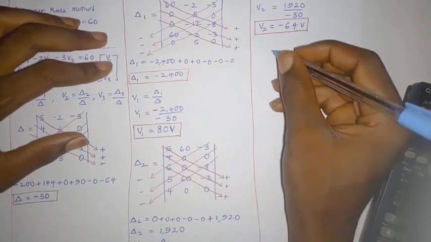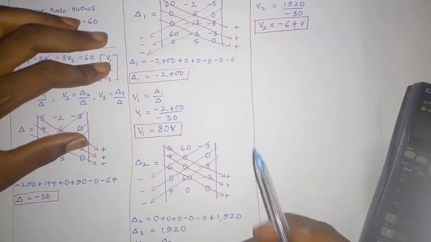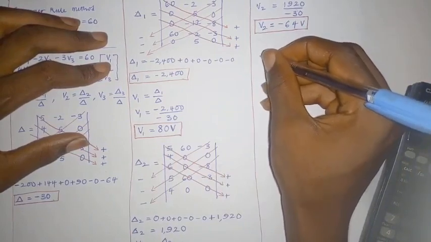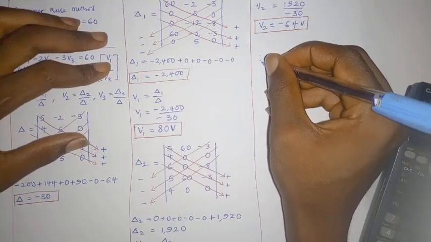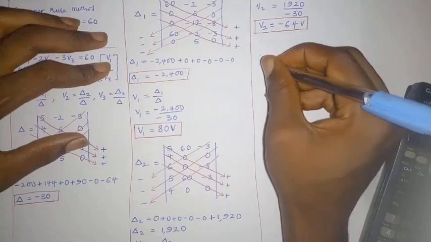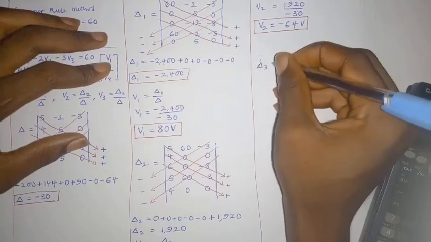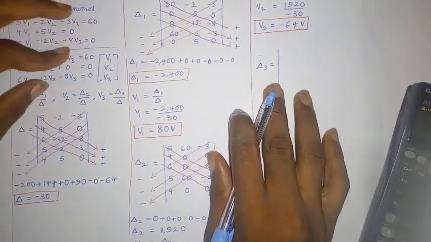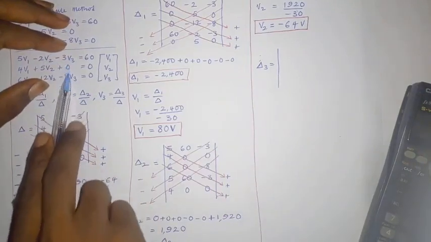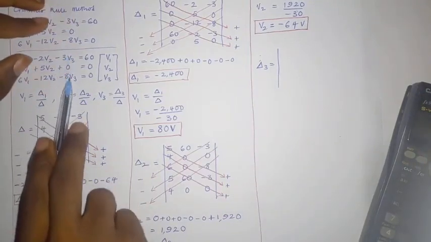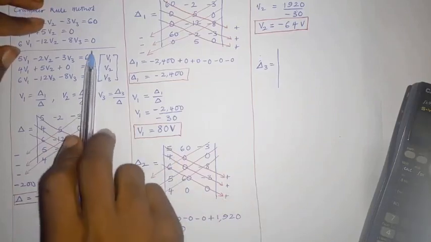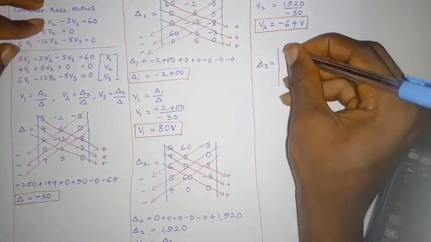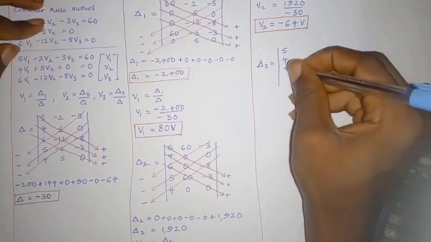Our V3. We've gotten our V1, our V2. Then let's get our V3. So our determinant 3 now equal to, we are dealing with determinant 3. Definitely we are going to remove all this column for V3. So we are going to replace it with this 6000. Okay, so it will now be 5, 4, 6.